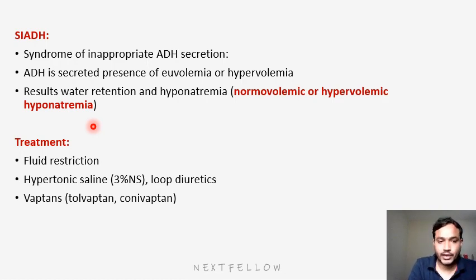So how do you treat? Obviously fluid restriction, since there is already sufficient fluid, so no need to give extra fluid. Next we have to correct hyponatremia by giving 3% sodium chloride, that is hypertonic saline. Third, we have to reduce the excess volume by giving loop diuretics, because loop diuretics flush out excess fluid at the loop of Henle. So we are not giving excess fluid, we are flushing out fluid, and hyponatremia is corrected by 3% sodium chloride.